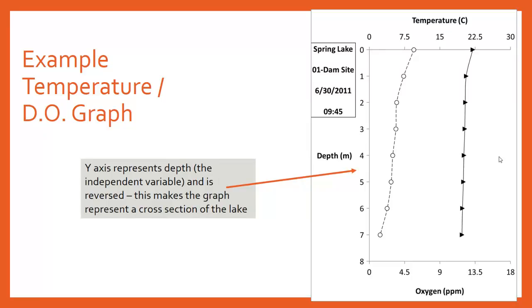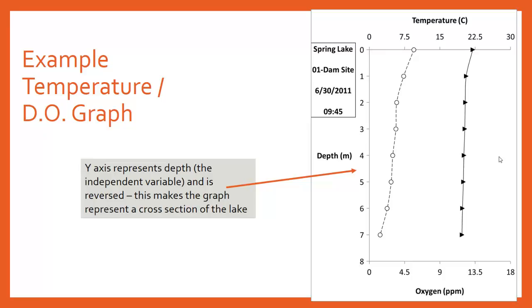Now these graphs are a little different than your typical graphs. Typically, you want the independent variable to be on the x-axis and the dependent variable to be on the y-axis. But with these kind of graphs, we put depth on the y-axis, and that's the independent variable. We're saying that oxygen and temperature depend upon depth. It's not that the depth depends upon temperature and oxygen. And so we're putting the independent variable on the y-axis and the dependent variables on the x-axis.